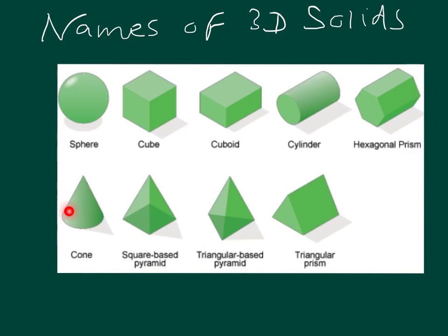Then we've got the cone. The cone's like the ice cream, it's like a cap. Then we've got a series of pyramids. The pyramid is just the base that is different. So in the square-based pyramid, you have a square at the base, and then it goes up to a point. With the triangular-based pyramid, it's a triangle base going up to the point there. So these are the most common solids, and that should help you remember what they're called.